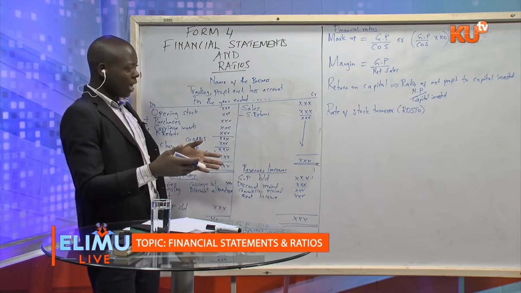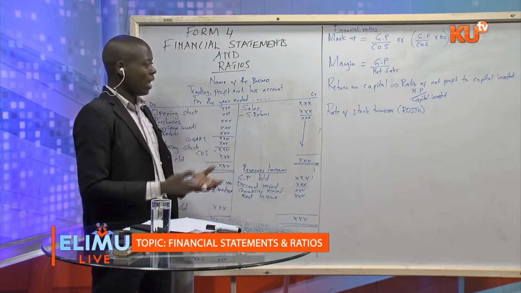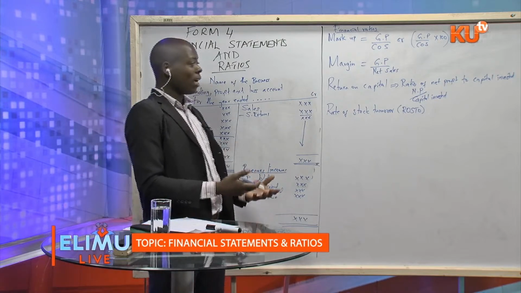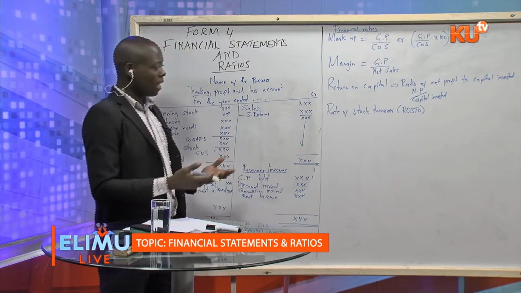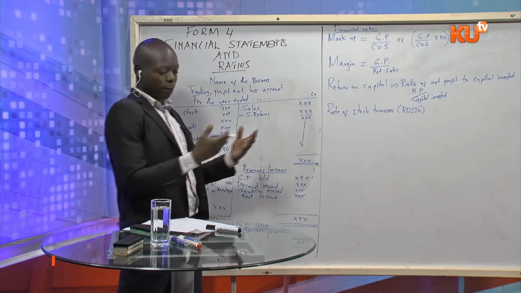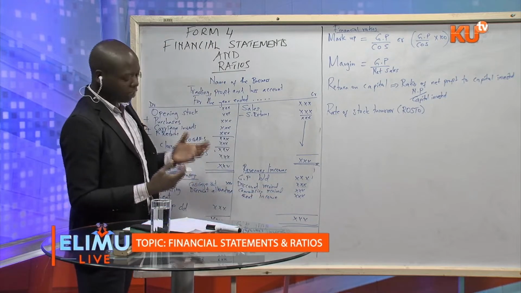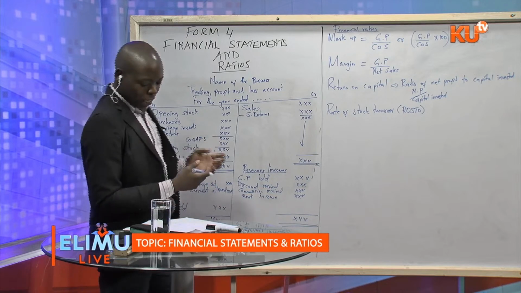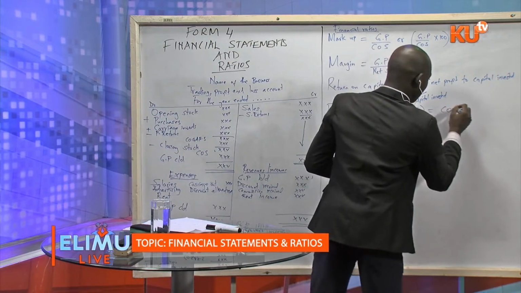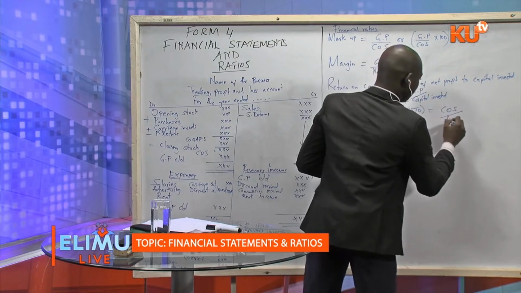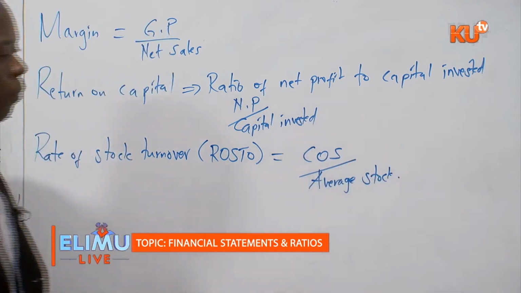If it is within 1 year, you need to exchange many times so that you can be able to tell how much profit you are making. If you exchange twice in a year, you are not going to be the same as the person who has exchanged stock 5 times a year. And so we look at rate of stock turnover by looking at the cost of sale against average stock.